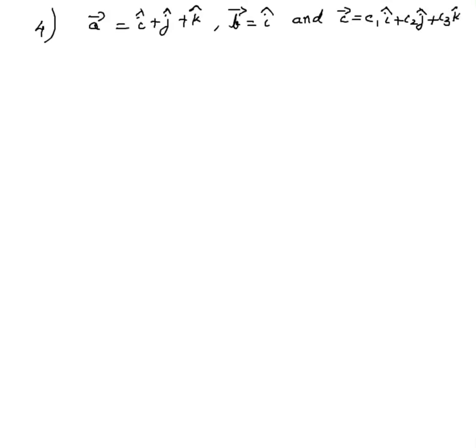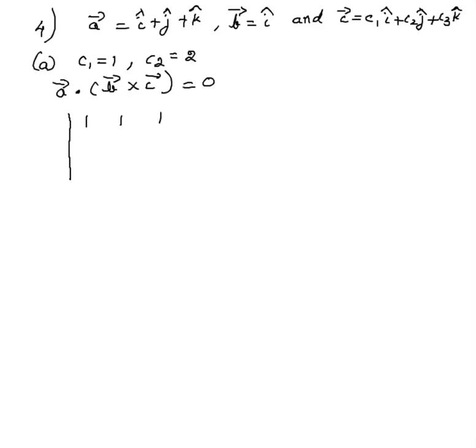Let vector A is equal to i plus j plus k. Vector B is equal to i cap, and vector C is equal to C1i plus C2j plus C3k. Then the first subdivision, if C1 is equal to 1 and C2 is equal to 2, find C3, which makes vector A, vector B, vector C coplanar. We know that the coplanarity condition is vector A dot vector B cross vector C should be 0. We will write the determinant for the scalar triple product.